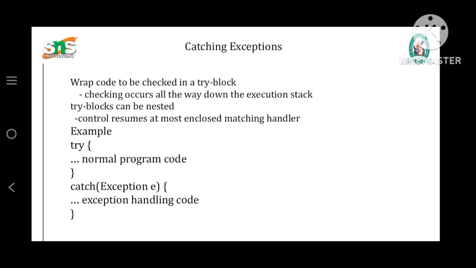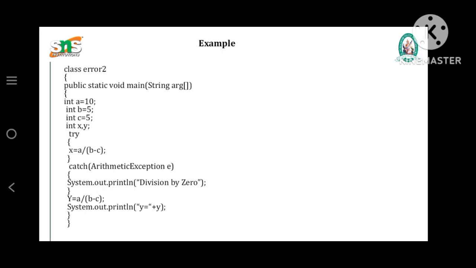System generated exceptions are automatically thrown by the Java runtime system. To manually throw an exception, use the keyword throw. An exception that is thrown out of a method must be specified by a throws clause. Any code that absolutely must be executed after a try block completes is put in a finally block. In the above example, a division by zero exception occurs, which is handled by a try catch block. If we divide any number by zero, an arithmetic exception occurs.